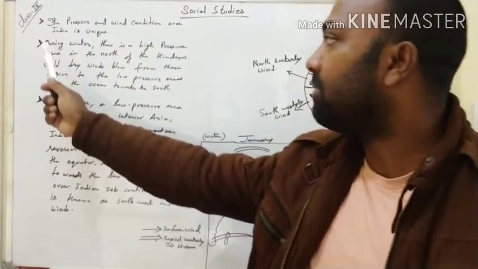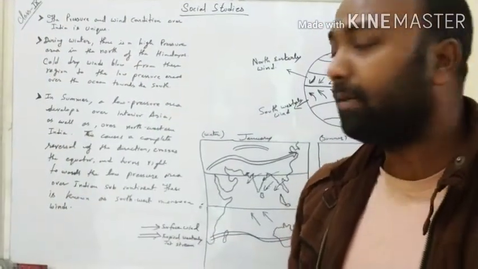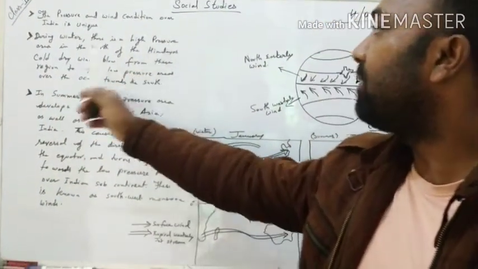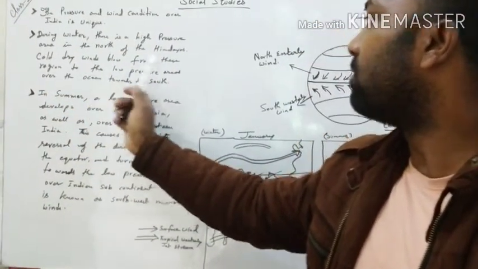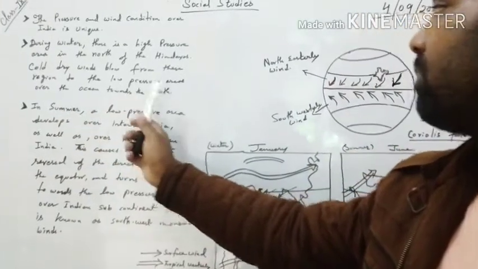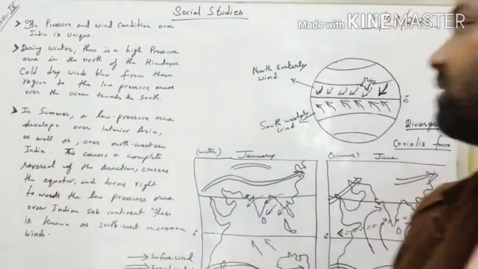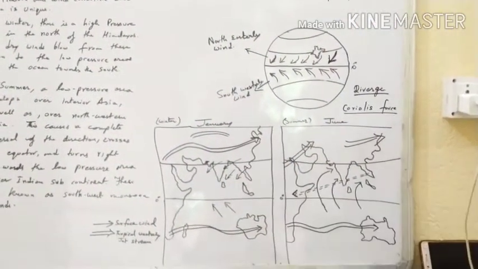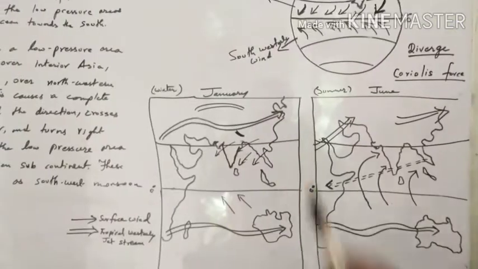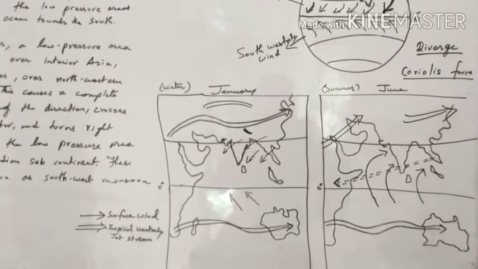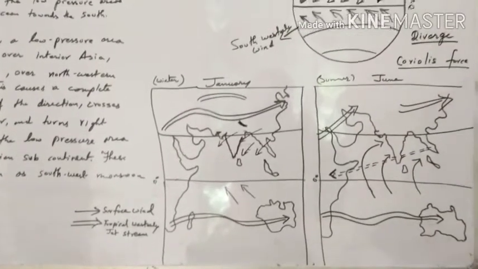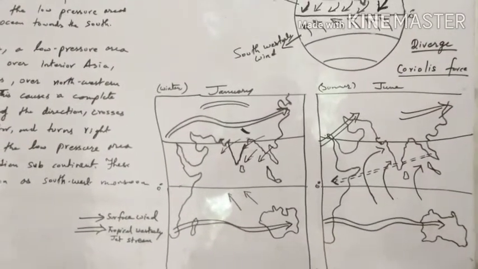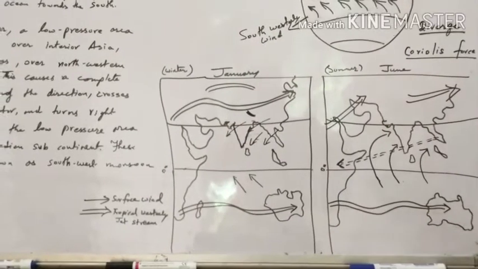Let us understand about the winter season first. During winter there is a high pressure area in the north of the Himalayas. Cold dry wind blows from these regions to the low pressure area over the ocean towards the south. From this diagram, let us understand this. You can see this diagram in your book also, so that you can have a clear picture about it. This is the diagram of January, and it will show you where the low pressure is created and how the wind blows.